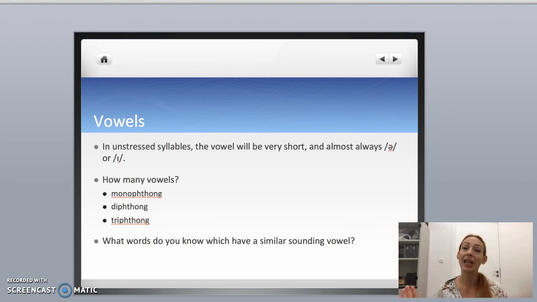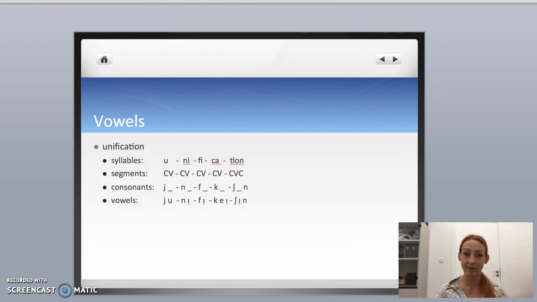But then we're left with a couple more vowels in the syllables that we pronounce fully. So the first thing to listen for is how many vowels in that syllable? Is it just one vowel, a monophthong? Or is it two vowels, a diphthong? Or three vowels, a triphthong? Once you figured that out and you know how many vowels you're going to need, try to think of other words that sound similar in terms of the vowel.